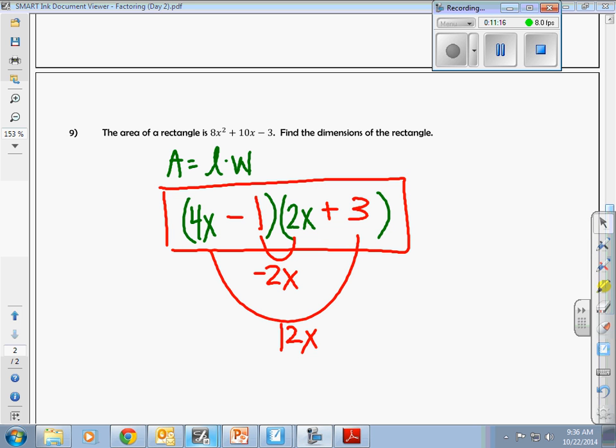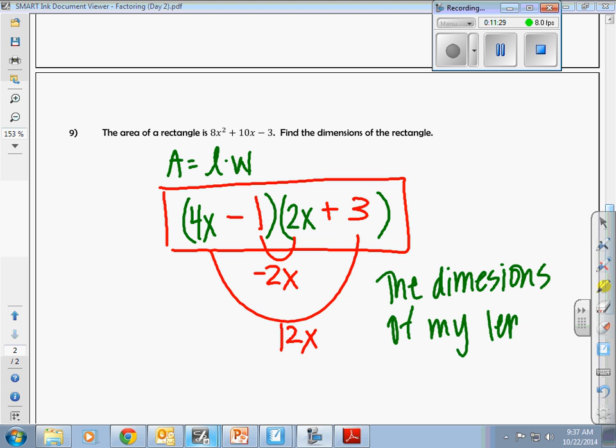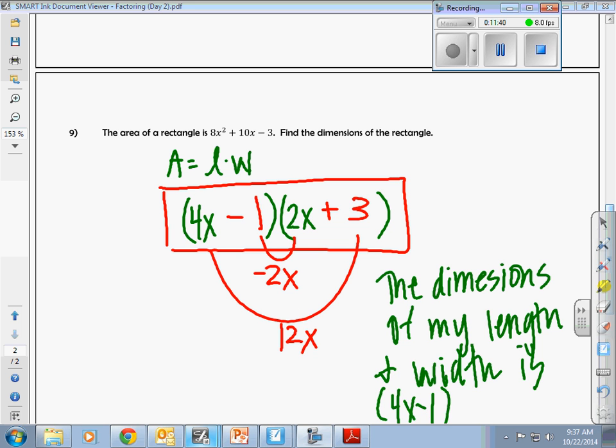trinomial. And so what this tells me is area is length times width. So the dimensions of my length, or the rectangle's length, and width is 4x minus 1 and 2x plus 3.